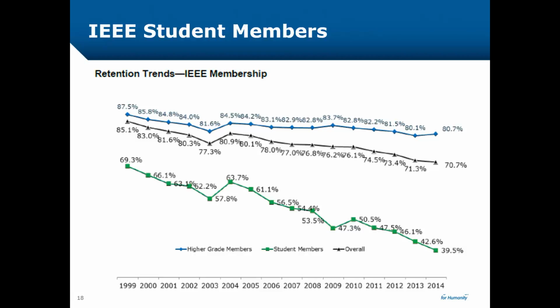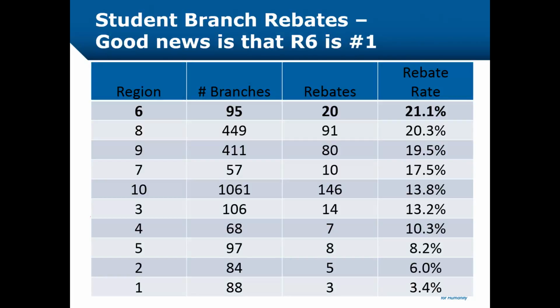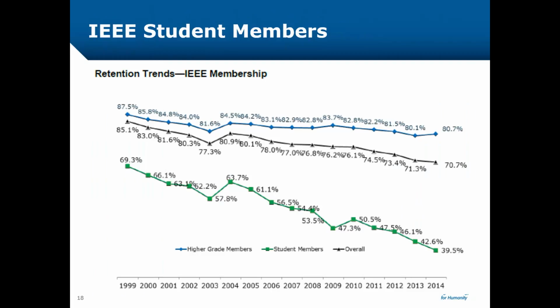And so here, next initiative, students. So this chart should be even more depressing. This is terrible. Yep, that's terrible. So that green bottom line is the students. Is this overall IEEE or Region 6? Overall IEEE. What does that mean?